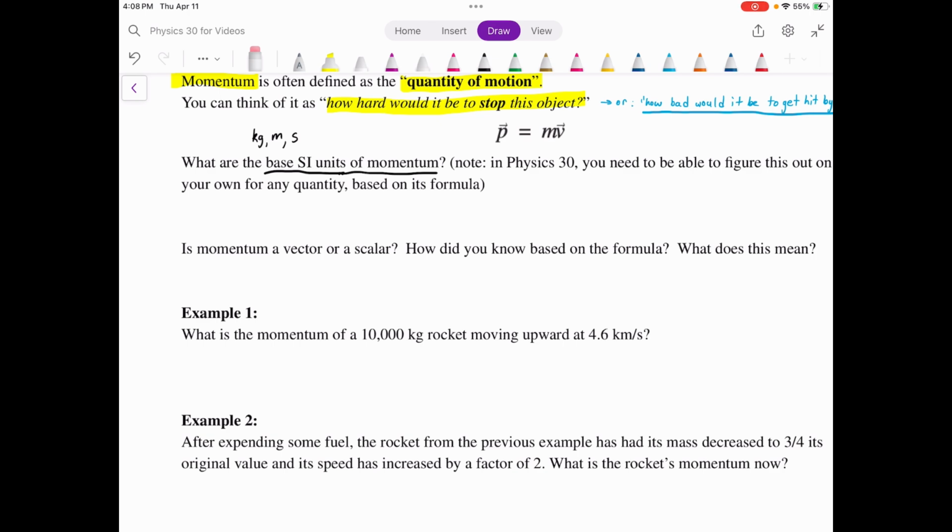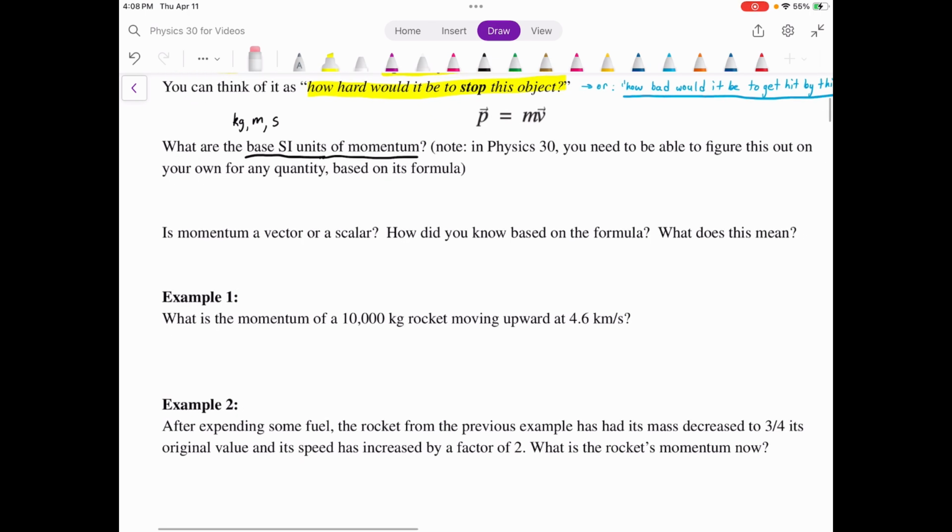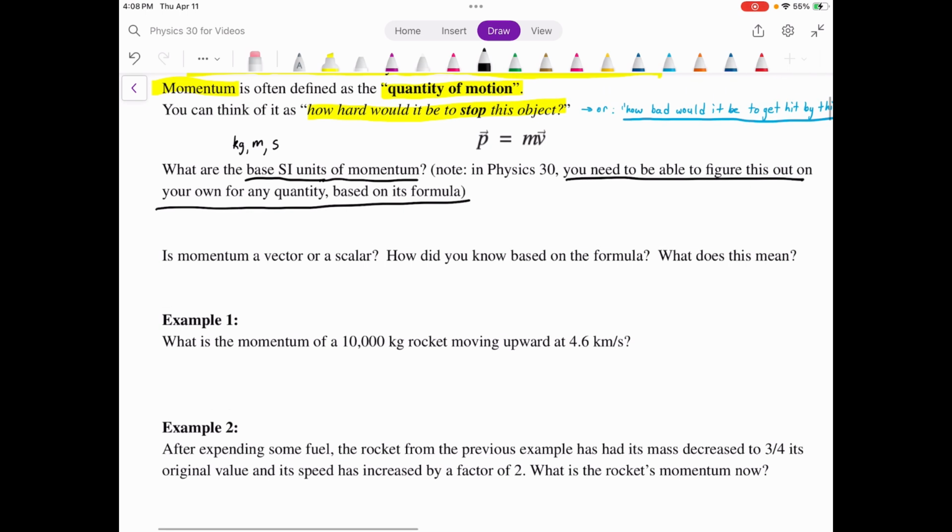So it asks us, what are the base SI units of momentum? And just a reminder here, we do need to be able to figure this kind of stuff out on our own for any quantity, but it's not something to memorize. It's based on the formula. The formula tells us what the base units of momentum should be because it's mass times velocity. So what do we measure mass in? Well, we measure mass in kilograms.